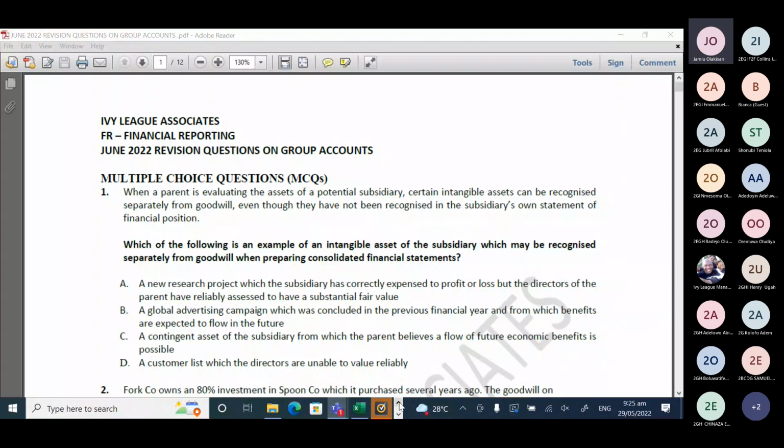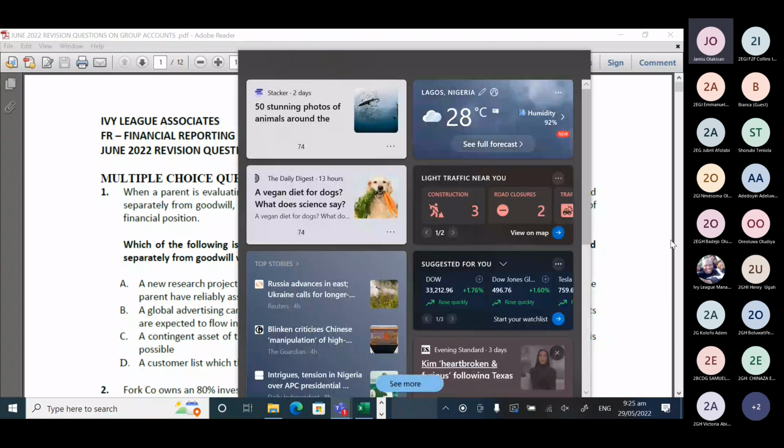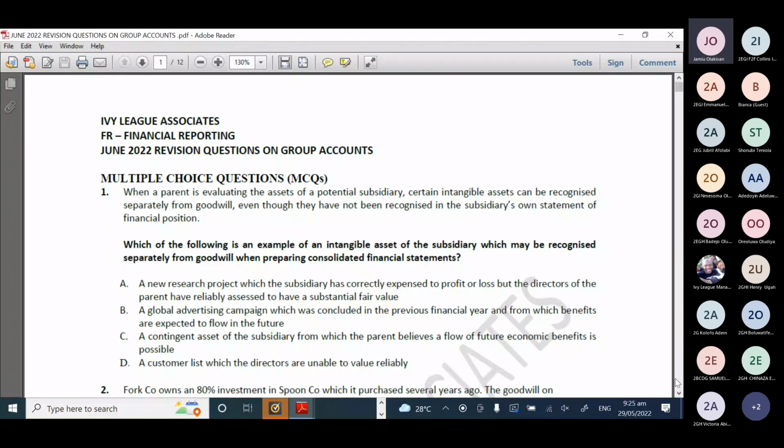Let me start by saying we are all welcome to the last day of the revision for financial reporting at Ivy League. Today will be the last day, according to the revision plan earlier shared with you. We should be revising group accounts, otherwise known as consolidated financial statements. That will be our focus mainly today.